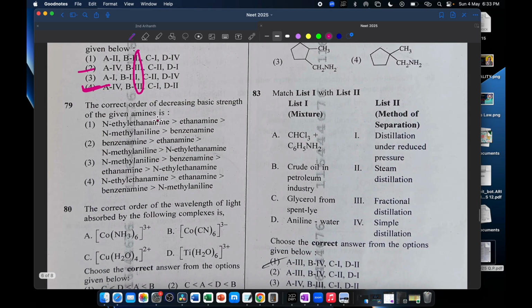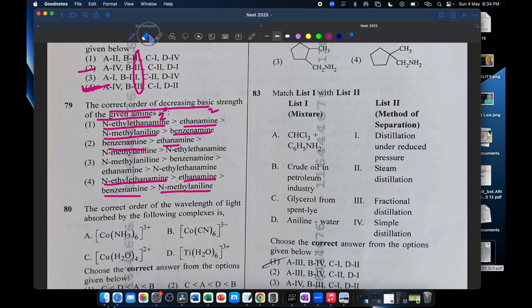Next one, correct order of decreasing basic strength of amine. So in the gaseous phase, he did not mention which phase it is. Okay. So of course, N-ethyl ethanamine followed by ethanamine followed by benzenamine followed by N-methyl aniline.